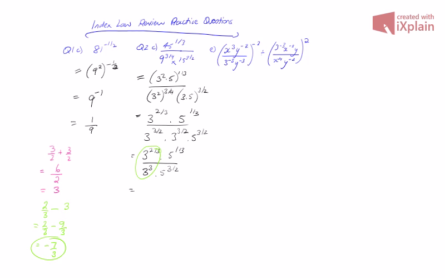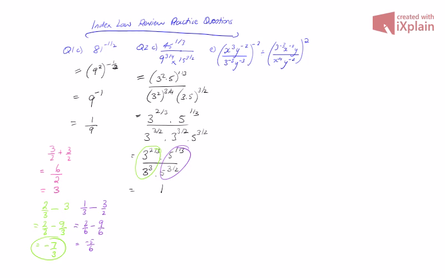Now, if we have a look at the 5's, I've got 1/3 minus 3/2. Now we've got to change the denominators so that they're the same. So if I multiply the first fraction by 2 and the second fraction by 3, we get 2 minus 9, which is negative 5/6. And because it's negative again, that also means it's on the bottom.